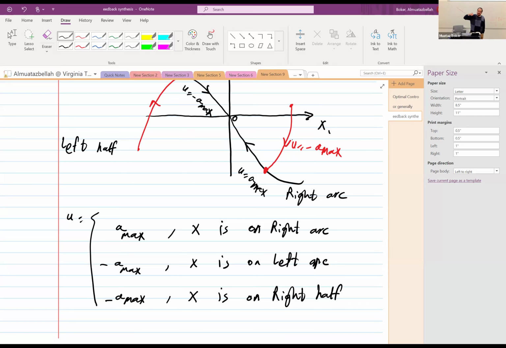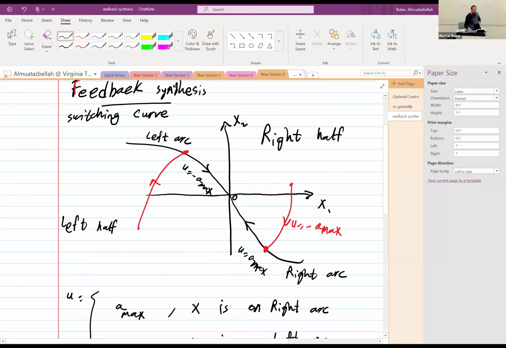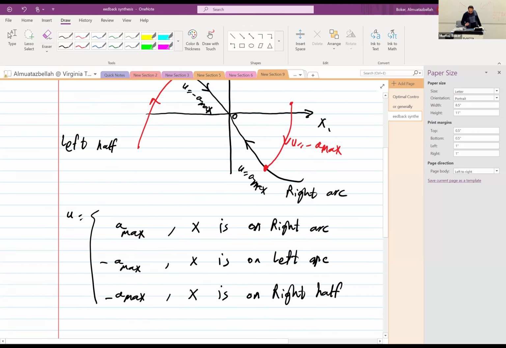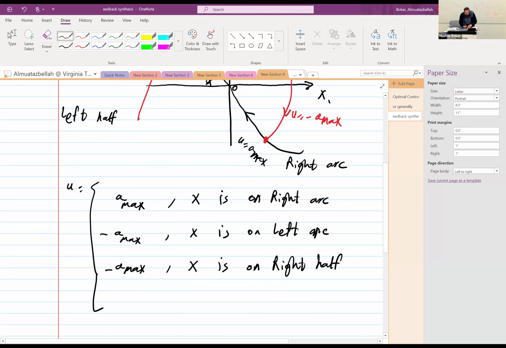Right? The arc is the road that will take me to the optimal point. Okay, so that's the black, either this black or that black. So this black is the right arc, this one is the left arc. Right half means I'm to the right of that arc, or left half means I'm to the left of that arc. That's what we mean here. And lastly, U is equal to A max when X is on the left half.